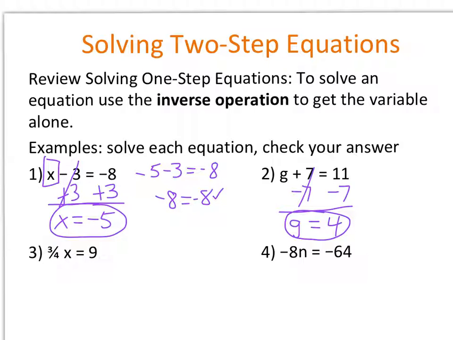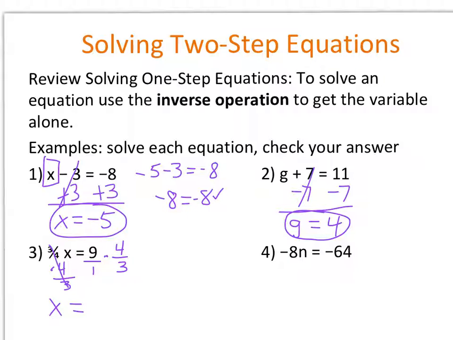In number 3, we have a fraction, and it's being multiplied. It says 3/4 times x equals 9. So the inverse of multiplying is to divide. However, since it's a fraction, dividing by a fraction is the same as multiplying by its reciprocal. So let's make 9 a fraction, and I'm going to multiply by 4/3. So on the left, any fraction times its inverse is 1. So we're left with x.